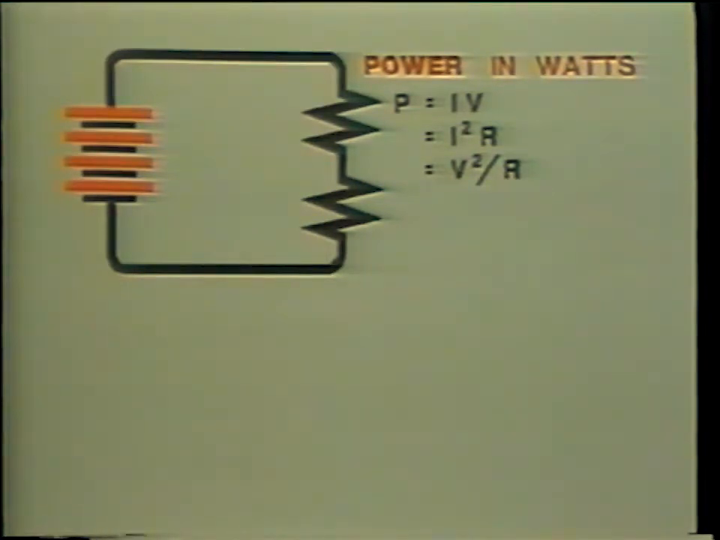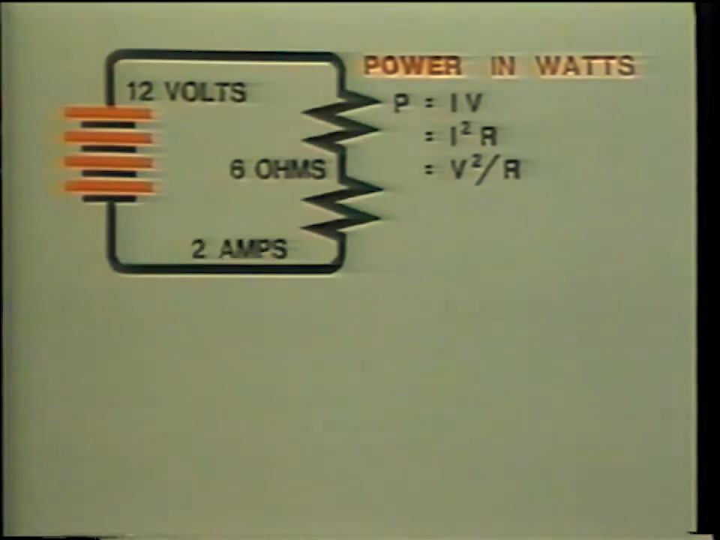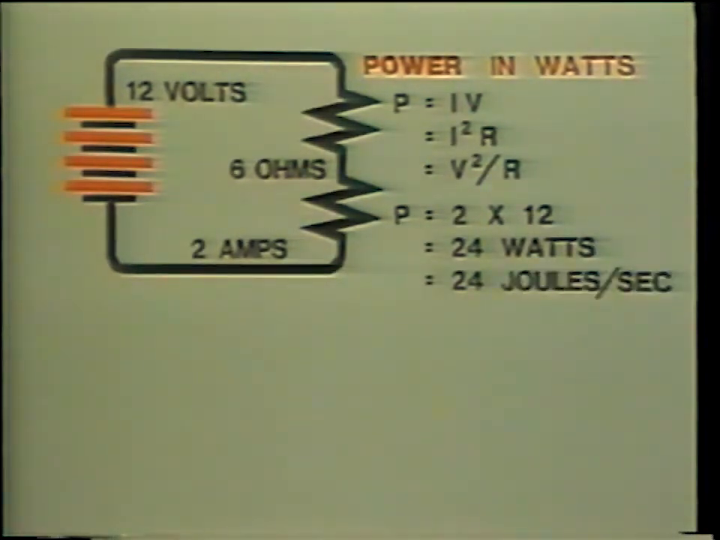In our first example, the voltage applied was 12 volts and circuit resistance was 6 ohms, which gave us a current of 2 amperes. Power can be calculated by multiplying current times voltage, or power equals 2 amperes times 12 volts, which is 24 watts. This means that the load is consuming energy at the rate of 24 joules per second from the battery. This is equivalent to consuming 24 watts of power. Remember, power is the rate at which energy is consumed.